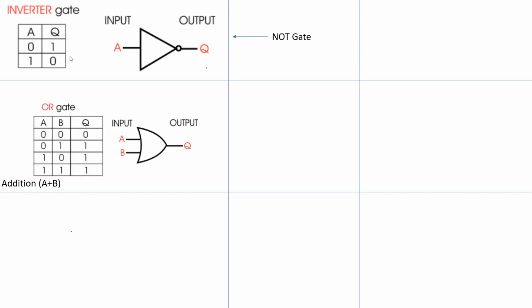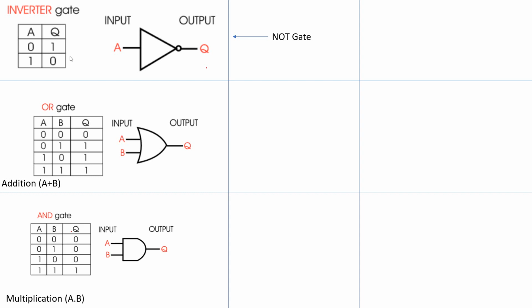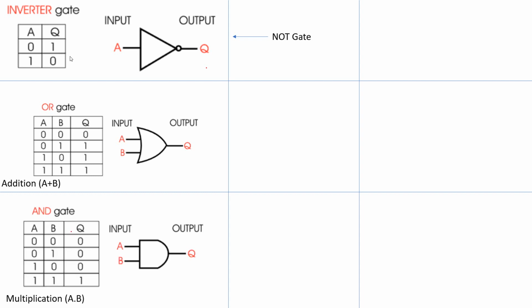The next gate which we are going to discuss will be an AND gate. As I mentioned earlier, it's more like multiplication. The Boolean algebra for an AND gate will be A dot B. The inputs here will be A and B. The output will be Q. Now you know, right? If you multiply any number with a 0, it will be a 0. So 0 into 0 will be 0. 0 into 1 will be 0. 1 into 0 will be 0. 1 into 1 only will give you a 1. So the output will be 1 only if both the inputs are 1. That is the case of the AND gate.